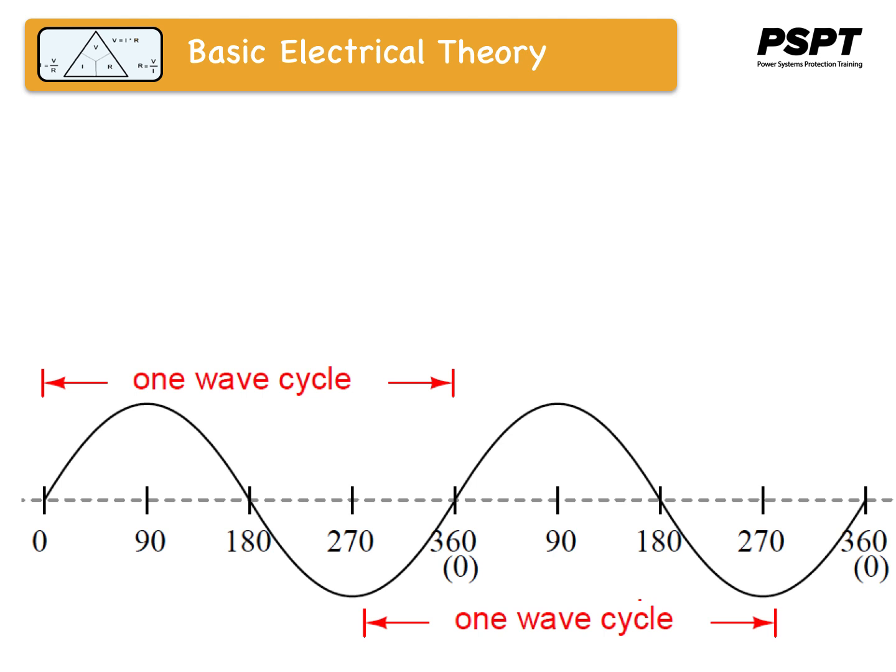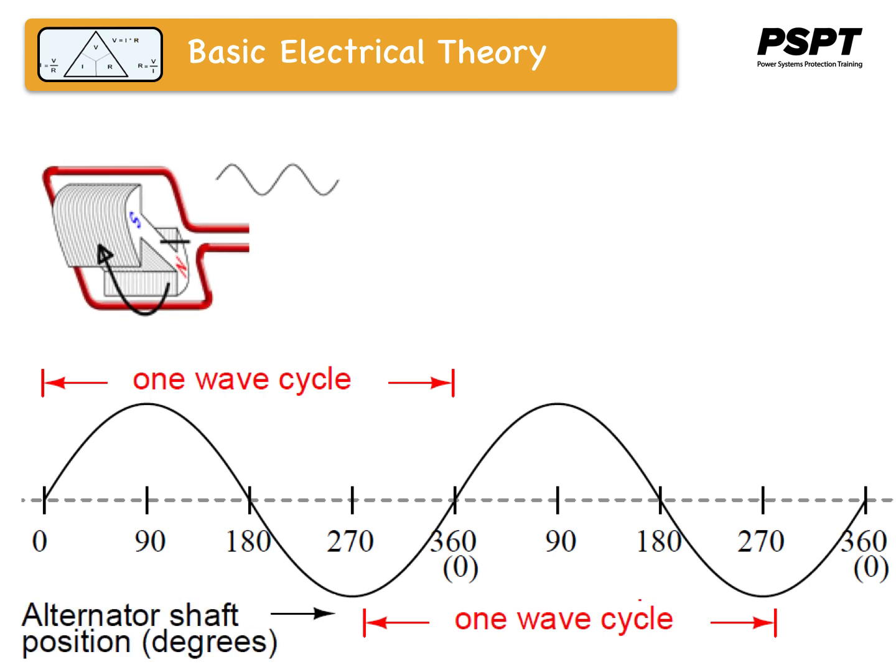The degree marks on the horizontal axis of the graph represent the number of degrees of the cycle and also the angular position of a simple two-pole alternator shaft as it rotates. Since the horizontal axis of the graph can mark the passage of time as well as the shaft position in degrees, the dimension marked for one cycle is often measured in a unit of time, most often seconds or fractions of a second. When expressed as a measurement, this is often called a period.